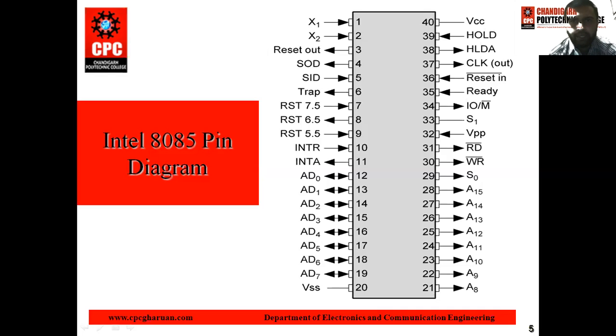The first and second pins are X1 and X2. A 5 MHz crystal oscillator is connected to the X1 and X2 pins. Next is the RESET OUT pin. The RESET OUT pin is used to reset your peripheral devices. Next are the SOD pin and after that the SID pin.